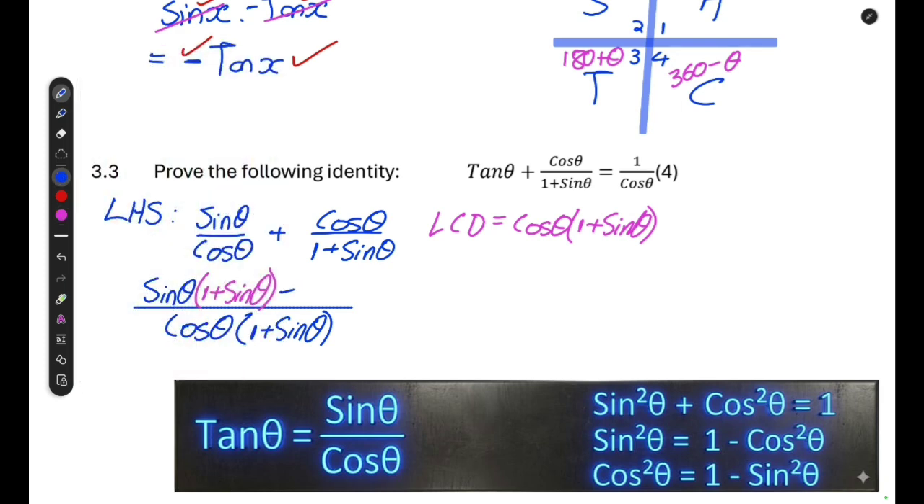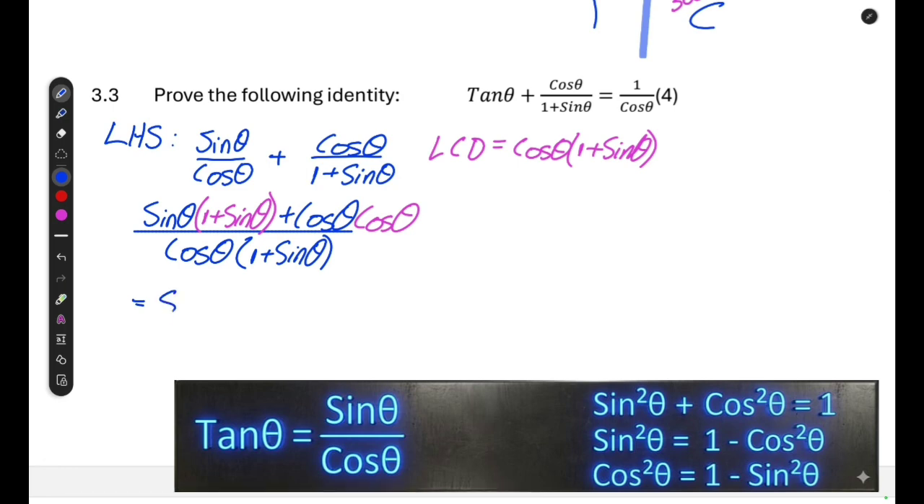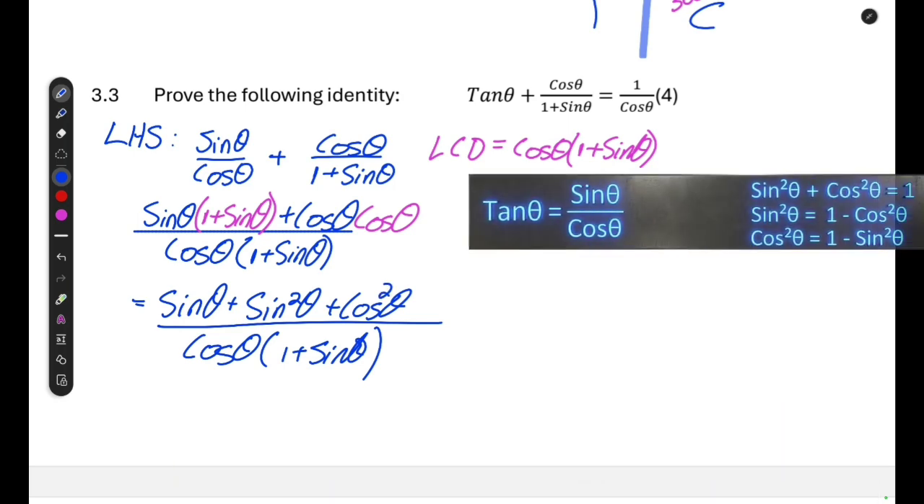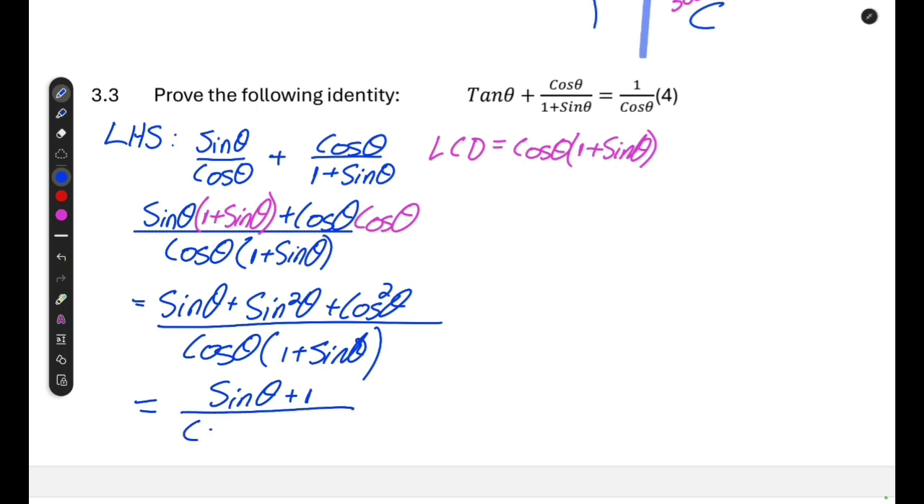Then the cos theta, I am just going to multiply with the other part of the LCD, which was the cos theta. And now if I simplify this, I will see this is going to be sine theta plus sine squared theta plus cos squared theta all over the same LCD. So just cos theta 1 plus sine theta. And then if you know your identities, I forgot a square there. If you know your identities, you would see this is then sine theta plus 1 over cos theta, and then the bracket 1 plus sine theta. And we already spoke about it. If it's a plus in the middle, you can actually swap them without any penalty, so they can cancel out. Remember to leave your 1 there as a placeholder. And then I can see, therefore, left-hand side equals right-hand side.